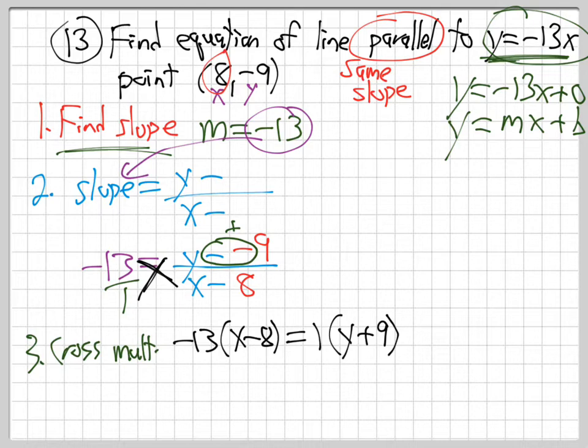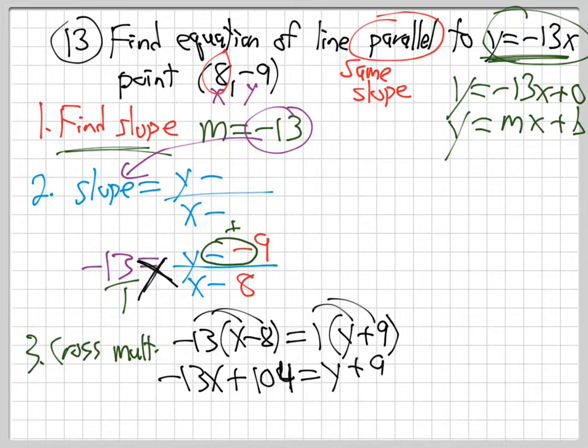All right. And then distribute. Negative 13x plus 8 times 13, 104. Isn't that 104? Choose your calculator. 8 times 13, yeah, 104. And distribute y plus 9. So we're almost there. Last step. Y is saying, I want to be alone. So what do we do to get y alone? Minus the 9. Boom. Y is alone.